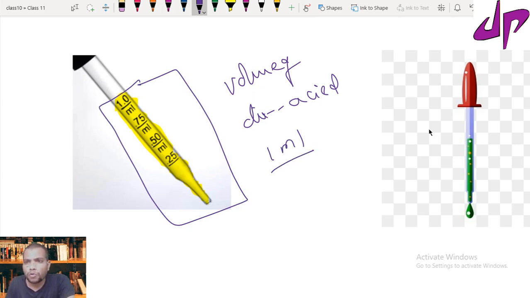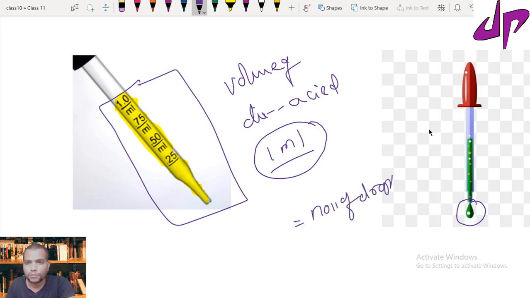Now, if you drop this whole 1 ml with the help of a dropper, the dropper will give it in terms of drops. Now, the volume of this oleic acid which you have taken is equal to the number of drops times the volume of each drop.